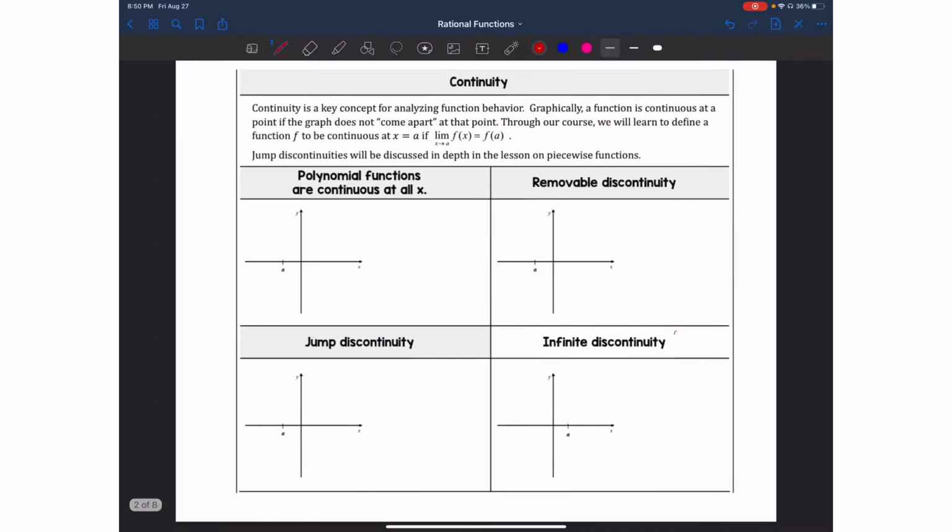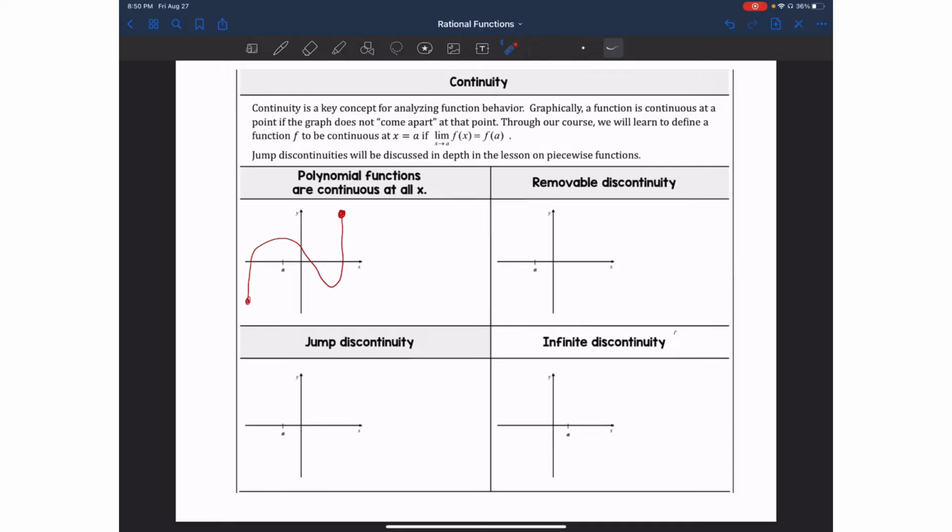Before we talk about rational functions, I do want to talk a little bit about continuity and discontinuity. Back in your other classes, you probably have been dealing with a lot of continuous functions. So a continuous function looks something like this. As you can see, you can draw your graph with the stroke of a pen without lifting it. There are no gaps or jumps going from one value to the next. They are all connected to each other.